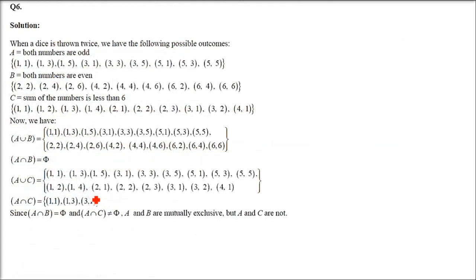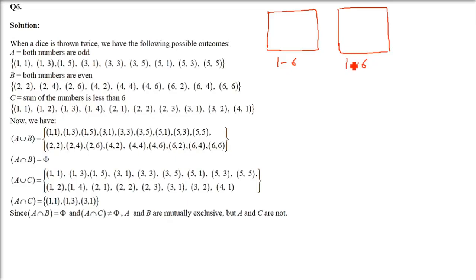Next question is question number 6. Now a die is thrown twice. Each time the number appearing on it is recorded. Describe the following events. So we have 2 dice and these 2 dice will give 1 to 6 and 1 to 6. First one will give 1 to 6, second will give 1 to 6.